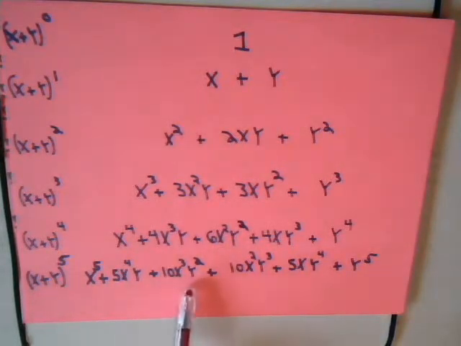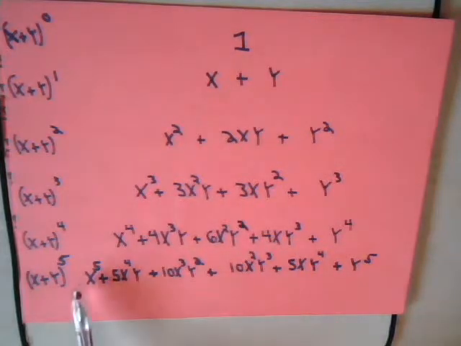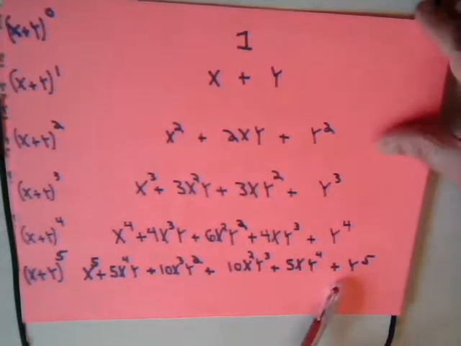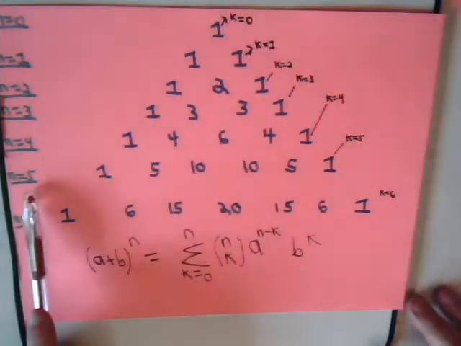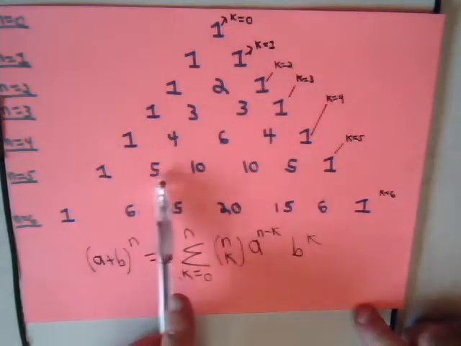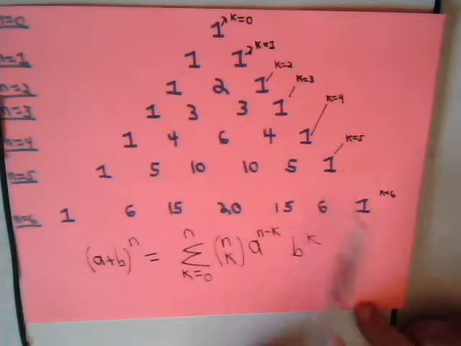And then for the intermediate terms, the exponent on the x term decreases by 1 throughout. The exponent on the y term increases by 1 as we go throughout the series. And these coefficients, 1, 5, 10, 10, 5, 1, are the numbers that come from Pascal's triangle. Here we are raising it to the 5th power, so that would be the 5th row of Pascal's triangle: 1, 5, 10, 10, 5, 1.